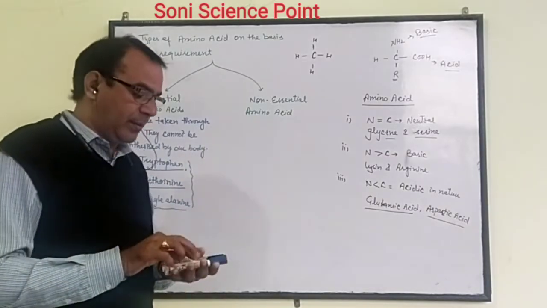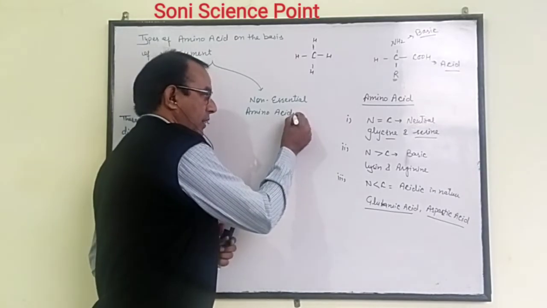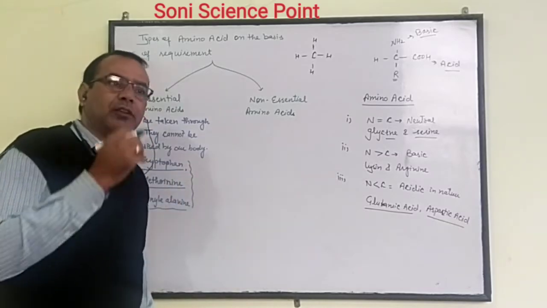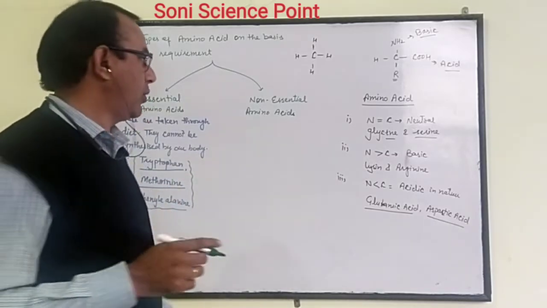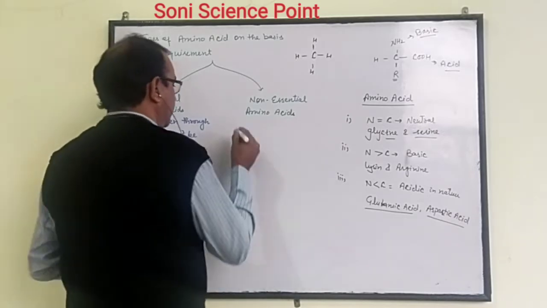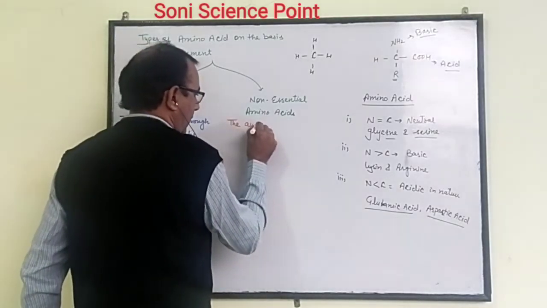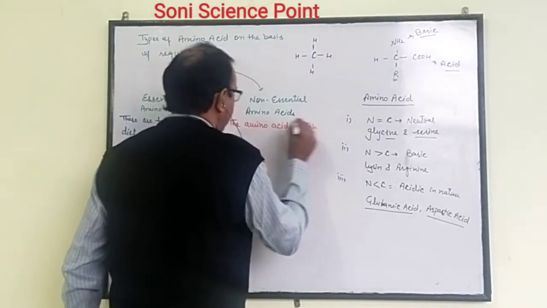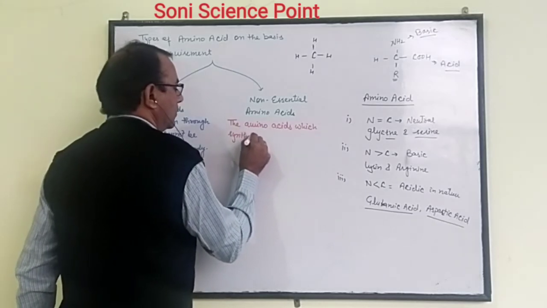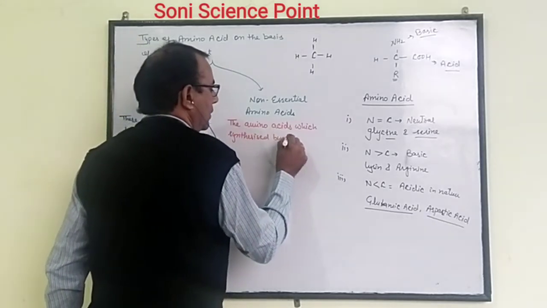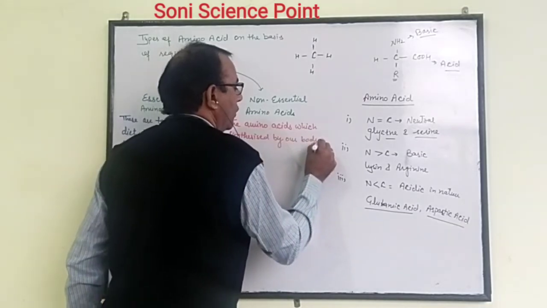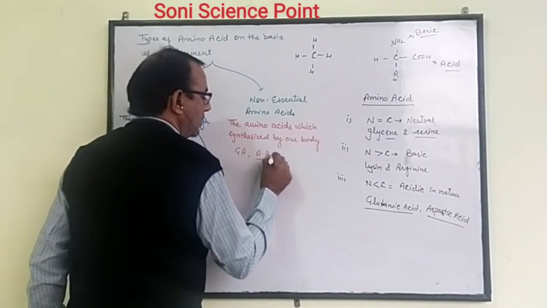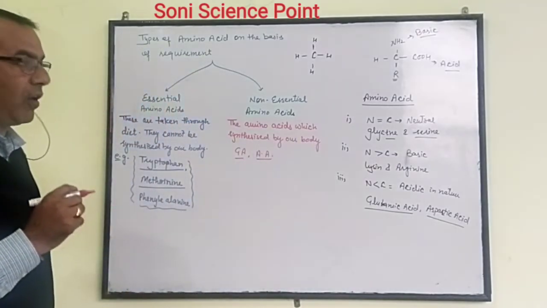Non-essential amino acids are those amino acids which are synthesized by our body. The requirement is also essential, but they cannot be taken from outside. They must be synthesized by our body. For example, glutamic acid and aspartic acid are synthesized by our body.